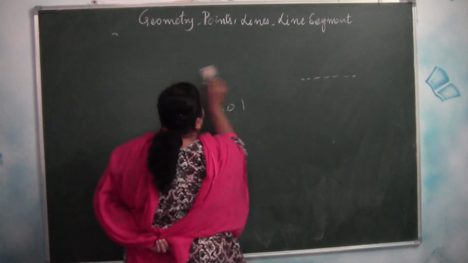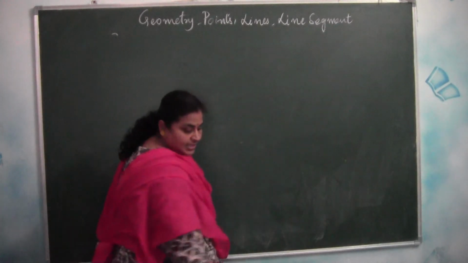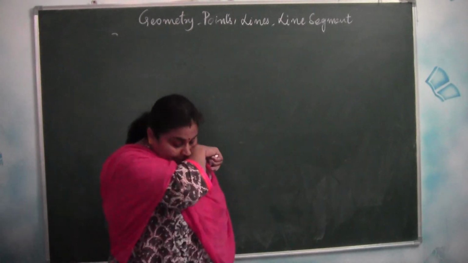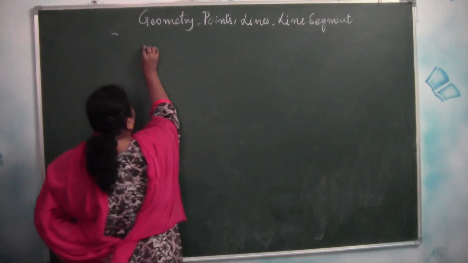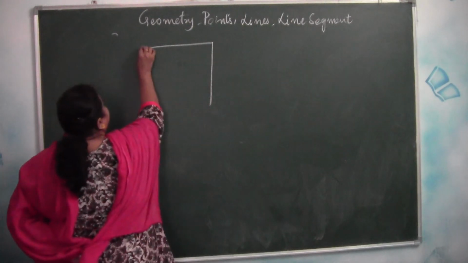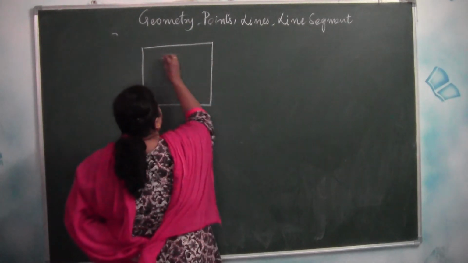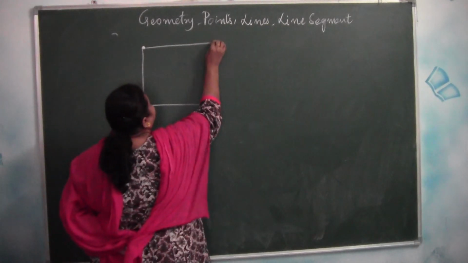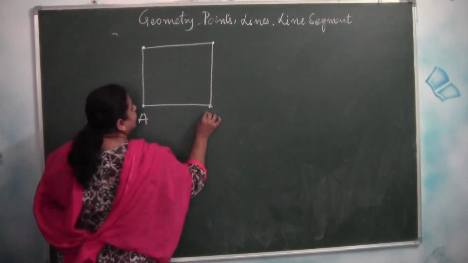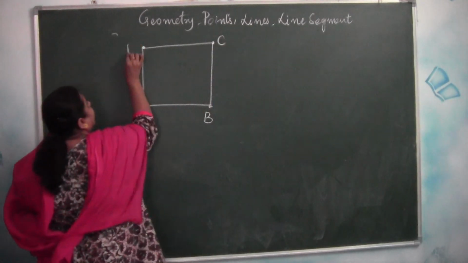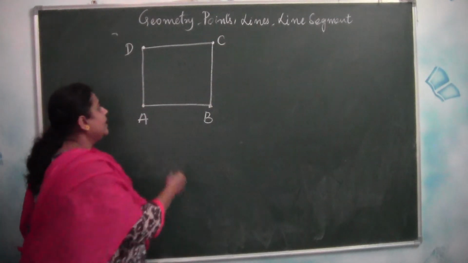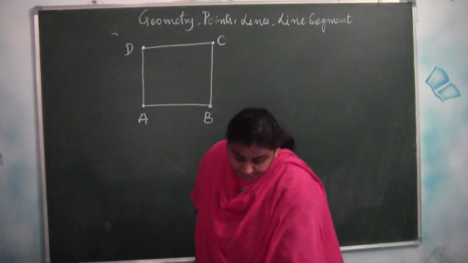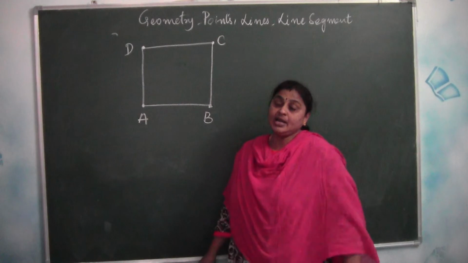Let us take a problem from your exercise. It says, name the line segments and points. There is a closed figure. Let us take a square. A square has how many points? 4. So A, B, C and D. Here we need to mark the points and the line segments.